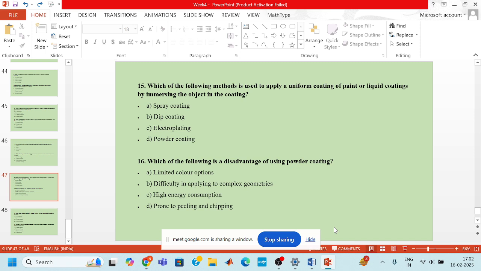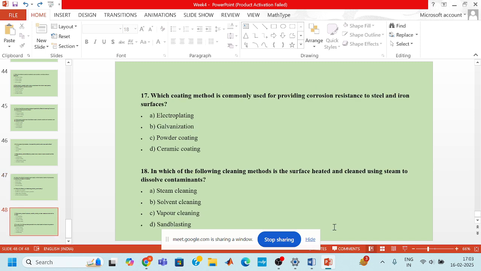What is the disadvantage of using powder coating? Difficulty in applying to complex geometries. Okay, anyone else? Okay, the correct answer is B, that is difficulty in applying to complex geometries. This is the main disadvantage of using powder coating.